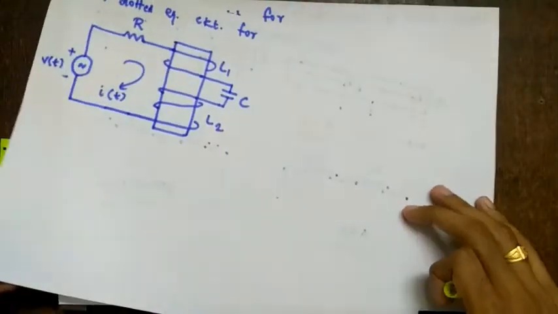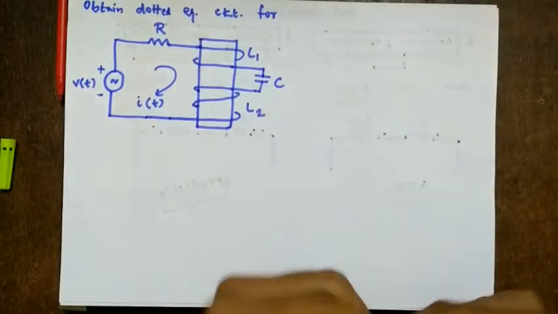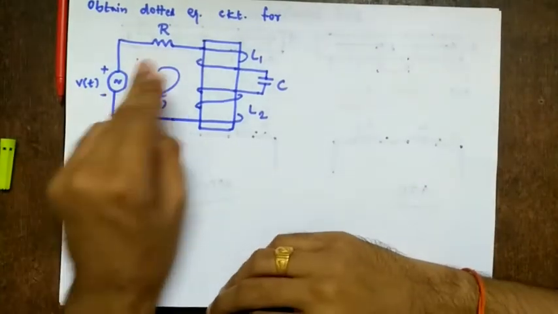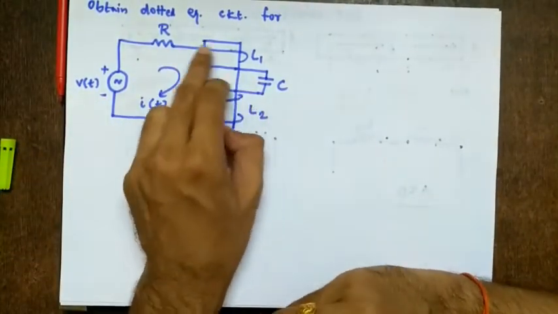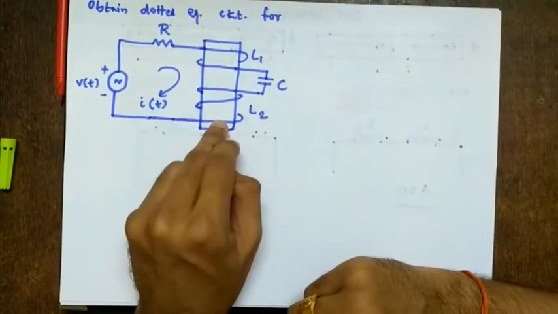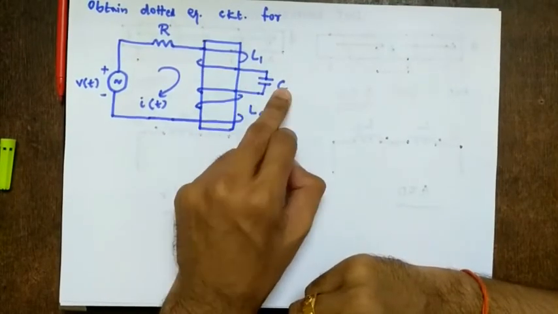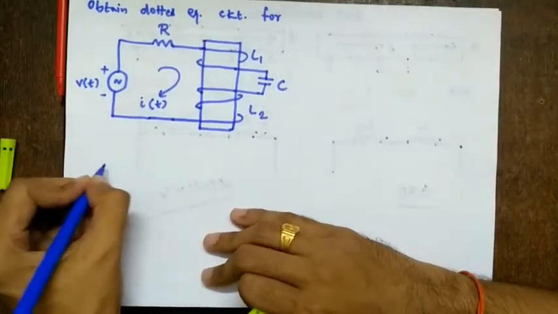numericals to solve this. So, very simple topic. Obtain the dotted equivalent circuit for this network. What is shown? V of t, resistor R, and current i of t already given in the clockwise direction. Now this is a coiled wire, so that's why they have given it as an inductor L1. Similarly, this is inductor L2. They are connected in series through a capacitor. So the first step is what? To redraw the network. So let me redraw the network first.